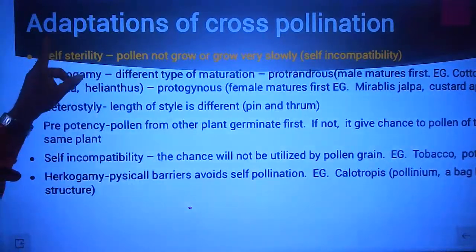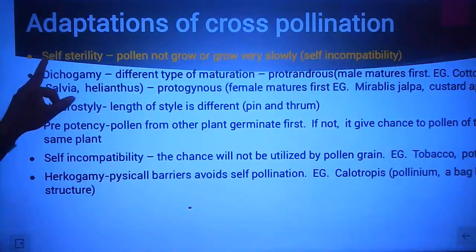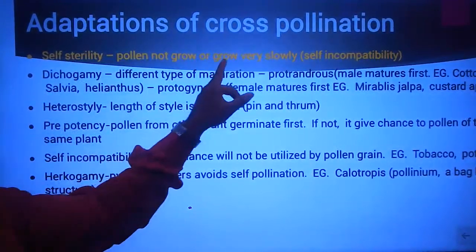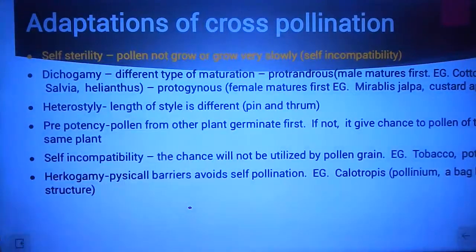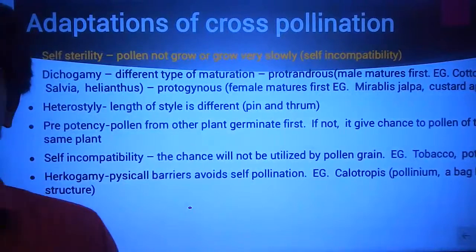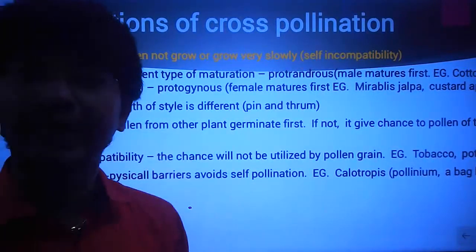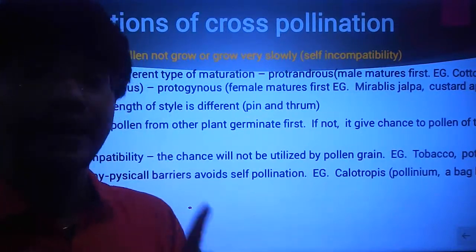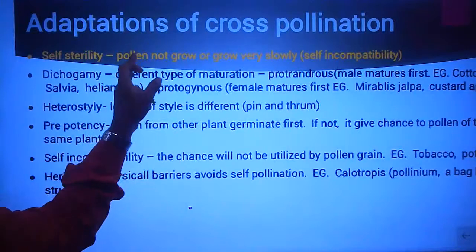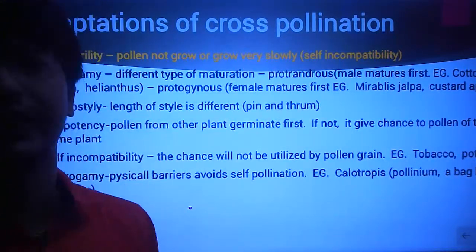Okay, so coming to the adaptations of the cross-pollinated flower. First is self-sterility, where the pollen does not grow or grows very slowly. This is where the problem comes in cross-pollination. So far, in self-pollination, anther and stigma both started maturing at the same time, no problem at all. But if it's not matching, like the pollen is not growing or is growing very slowly, whereas the female has started growing much faster.